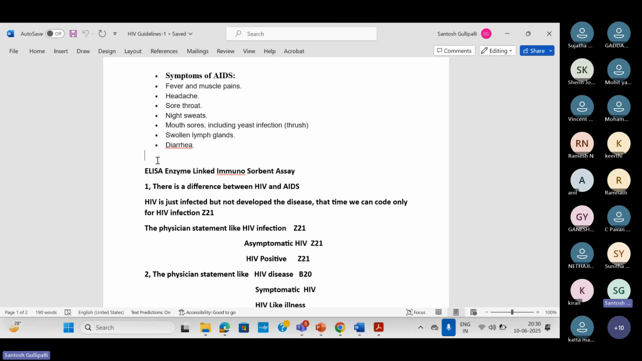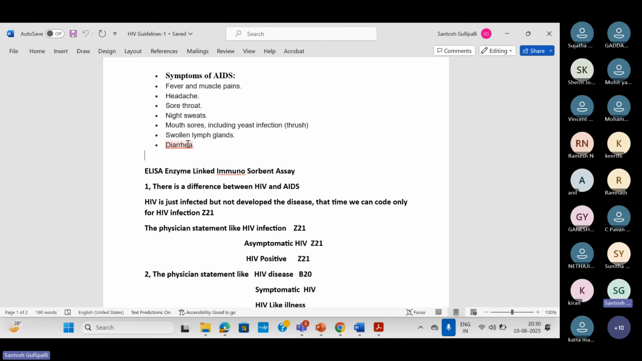Based on the CD4 count, the physician confirms whether the patient has HIV or AIDS. The two are different, not the same. There is a difference between HIV and AIDS. HIV is just infected but has not developed the disease. At that time we can code only HIV infection.